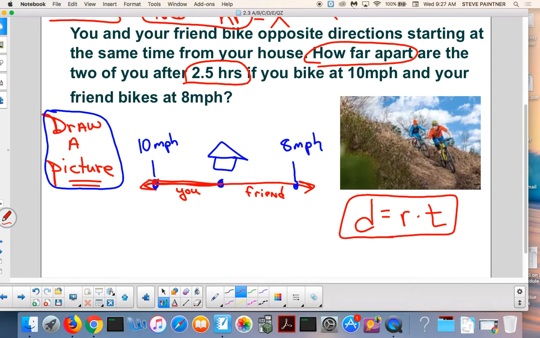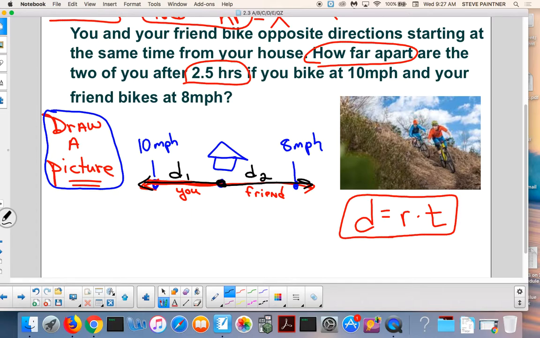Okay, well listen to this. Please do this every time you draw a picture. Go like this. It's not 5. From here to here, that's a distance. You travel the distance, let's call it D1. Your friend goes this far, let's call it D2.